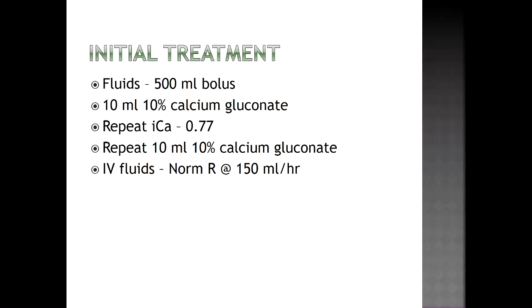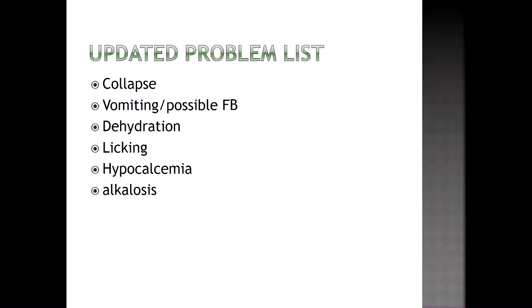So we bolused him with some fluids, and we gave him 10% calcium because he was so hypocalcemic. We repeated his ionized calcium. It went up to 0.77. We repeated the dose. Okay, and yeah, I'm a weenie because, like I told you, I always do like 1/4 of the dose. And he got another 10 mils of 10% calcium gluconate, put him on IV fluids at 150, 33, so probably just a little bit more than maintenance. So our updated list was collapse, vomiting with a possible foreign body, dehydration, licking, hypocalcemia, and alkalosis.